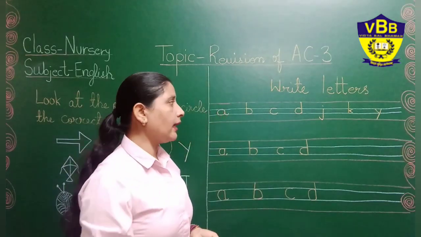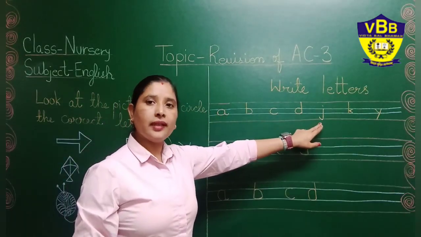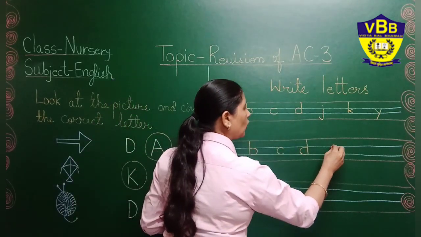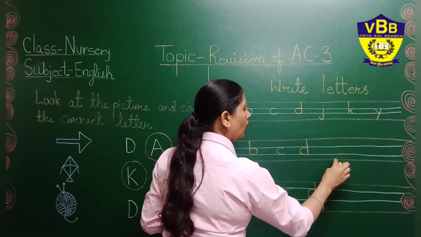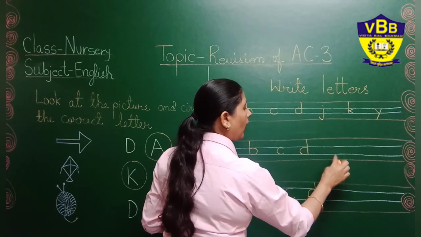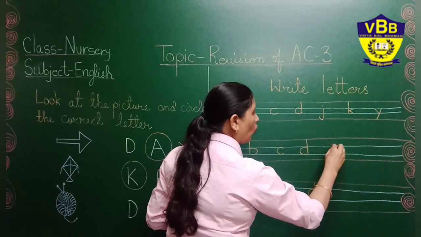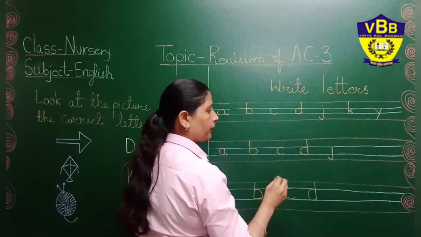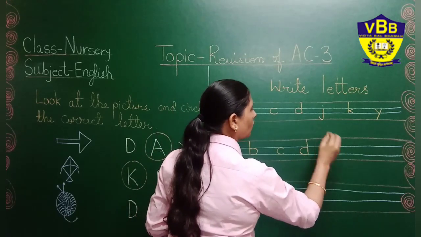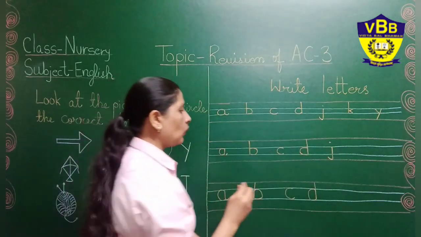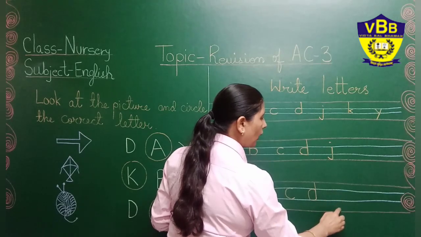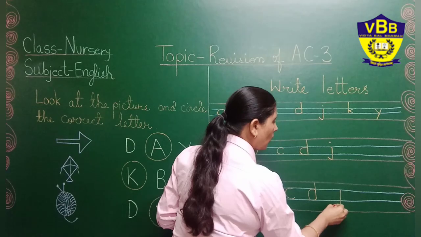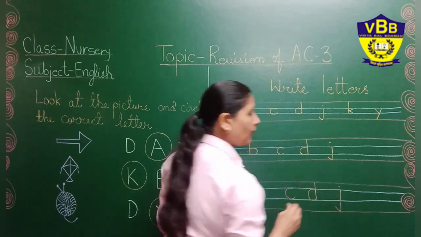Now come to the next letter. Now which letter is this? This is small j. To write small j, we will use second, third and fourth line. One standing line and one small curve. And you have to put one small dot. Once more, I will tell you, we will use second, third and fourth line. One standing line, small curve and one small dot like this.